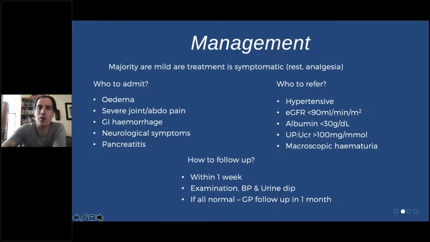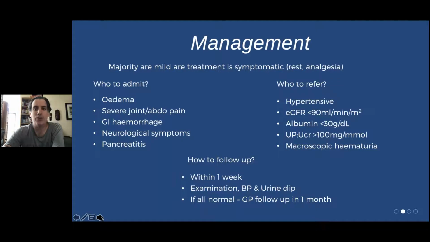When do you want to refer? I work in nephrology. When do we want to know about an HSP child? We want to know if their eGFR is less than 90 mL per minute per meter squared. There's a very easy formula, because a lot of trust computers don't do eGFR for children. The formula we use is 30 times the height divided by the serum creatinine, which gives you an estimated eGFR for children.